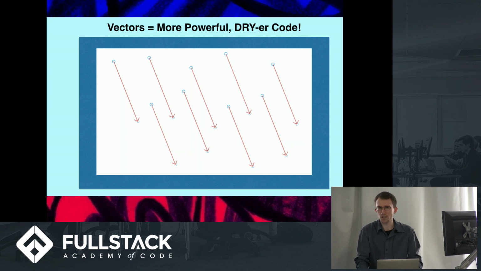Why are vectors so cool? Well, it allows for drier code, essentially. Imagine you have an array of points or symbols or what have you, and it's really easy with a vector to iterate through the whole group and change them all in one go.